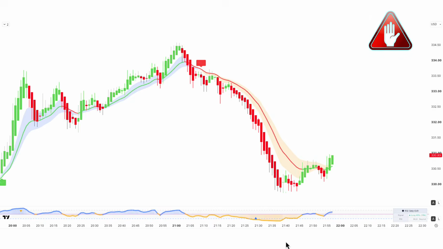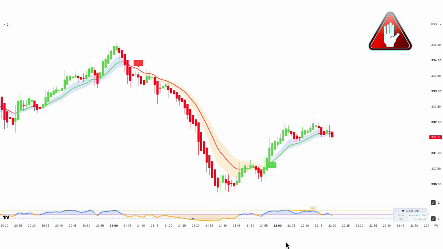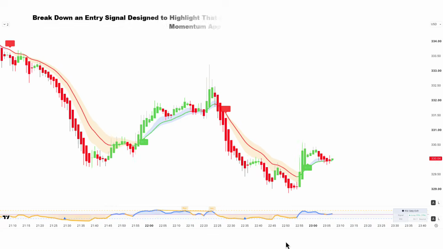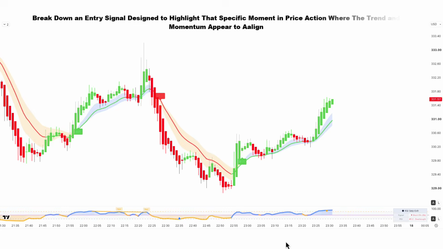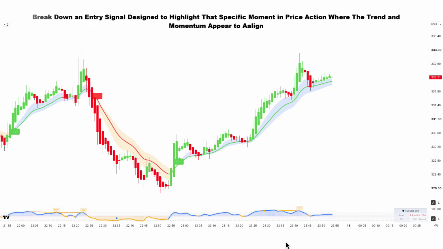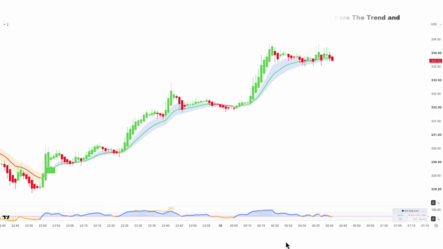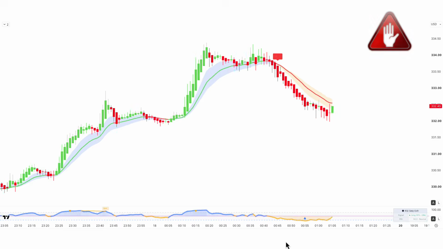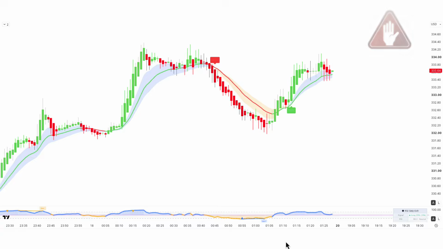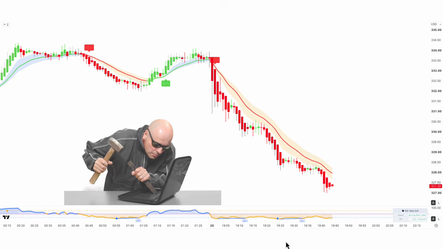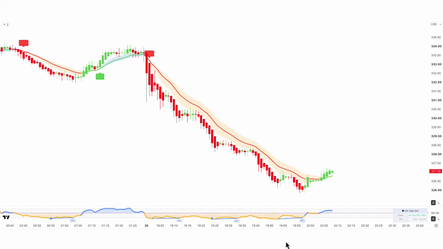I'm not going to show you a magic formula or a guaranteed profit system. Instead, we will break down an entry signal designed to highlight that specific moment in price action where the trend and momentum appear to align. But the real twist isn't in the signal itself. The twist lies in how you interpret it. Because if you enter a trade blindly based on every signal, no indicator can consistently save you.